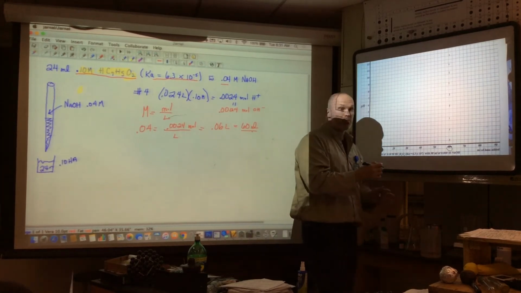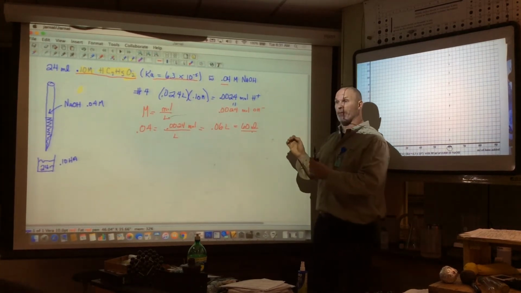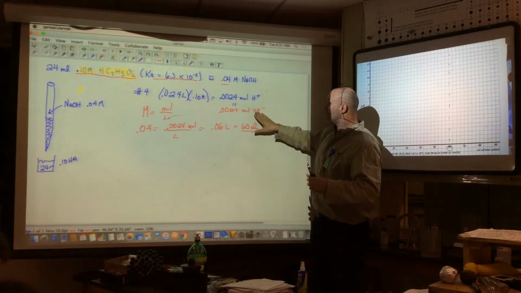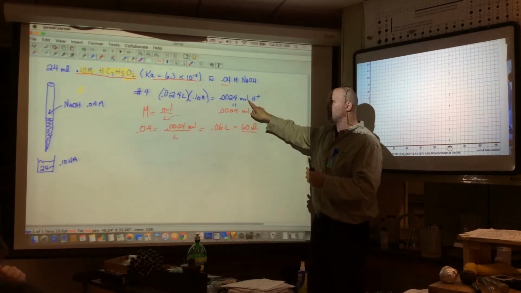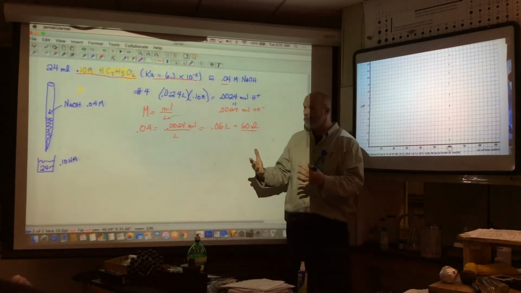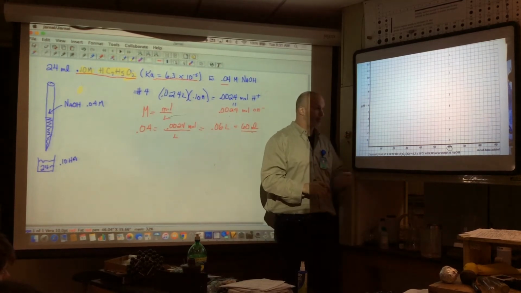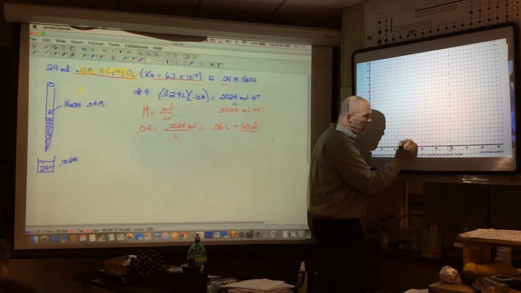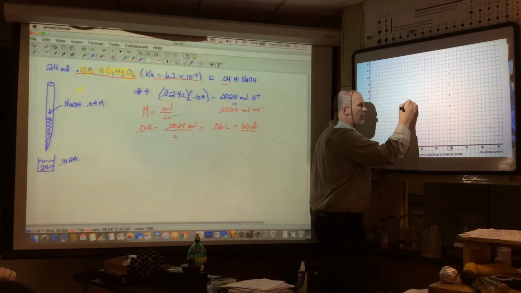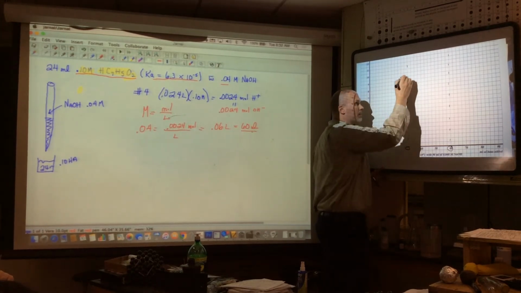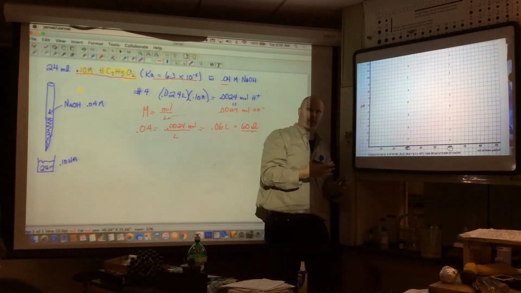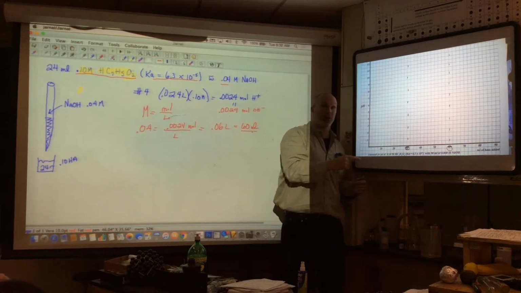If I know 60 milliliters delivers enough hydroxides to completely neutralize the H+, then half equivalence point has to be where? 30. So simple. So now I have another volume. Can't put a point there yet, but I'm going to go there. And since I got to this position, it makes sense to me. Let's go finish point 2.